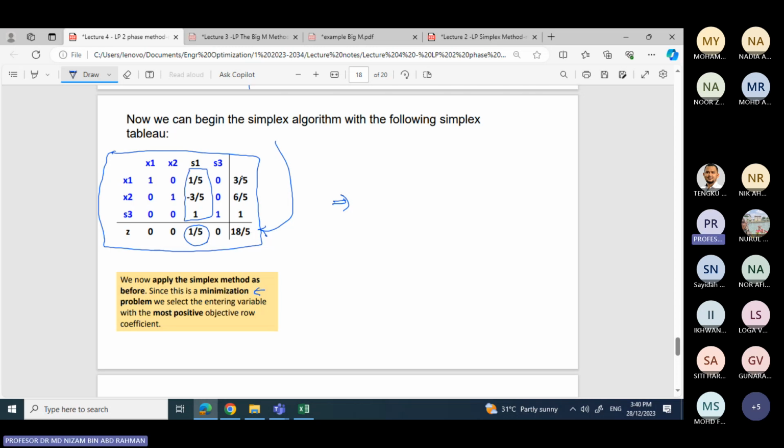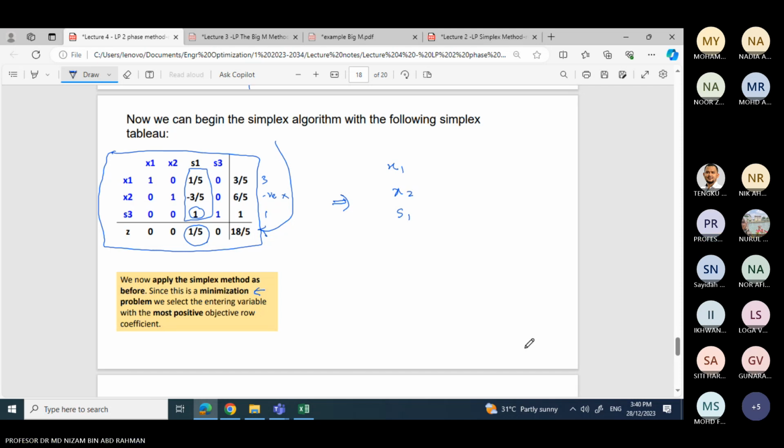pivot. So then you divide this 3/5 divided by 5. So this becomes 3. 6/5 divided by, this is a negative number, you can ignore it. 1 divided by 1 is equal to 1. So you know that in the next table, S1 will be entering and S3 will be leaving. So your next tableau will be X1, X2, and S1.